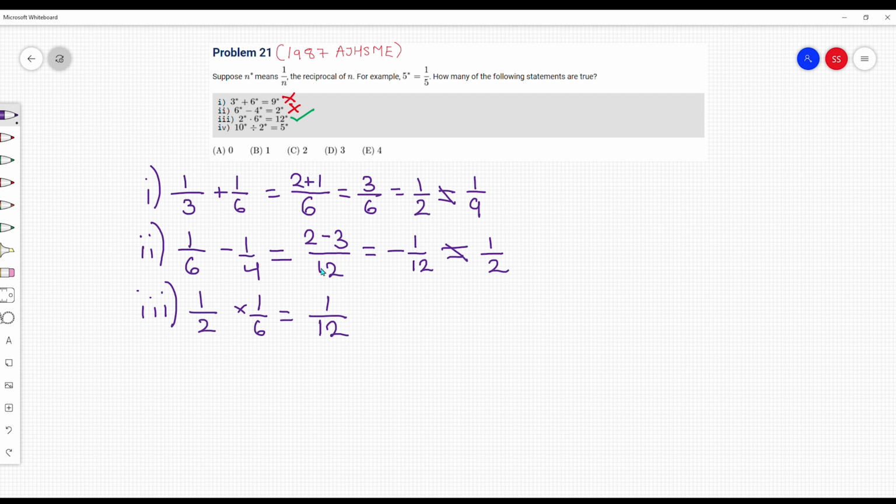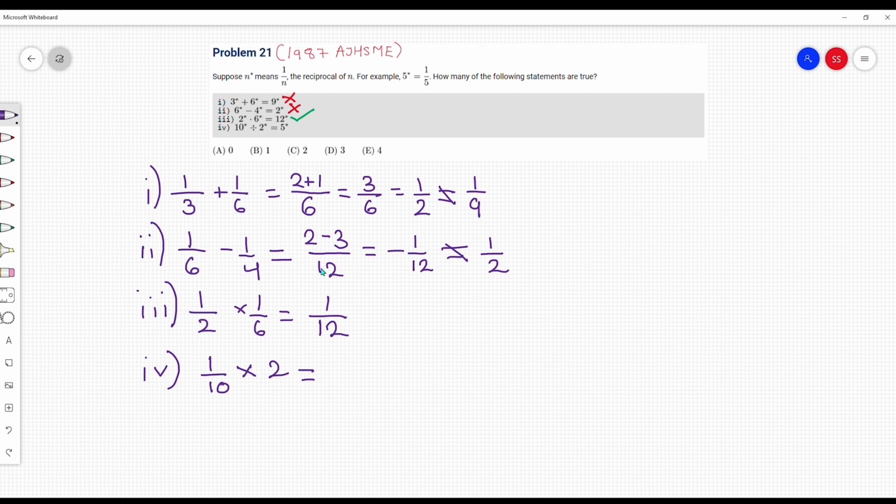Now let's move on to the fourth and last statement that they gave. 10 star divided by 2 star is equal to 5 star. So 1 by 10 divided by 1 by 2. When we divide two fractions, we need to find the reciprocal of the second fraction and multiply it to the first fraction. So instead of divided by 1 by 2, we can do multiplied by 2 by 1. You can also write this to make it easier, but it's not really necessary.